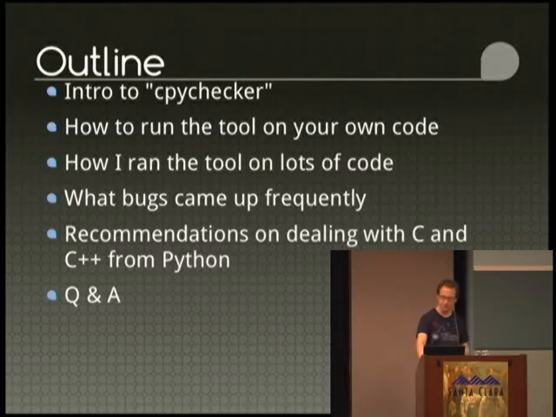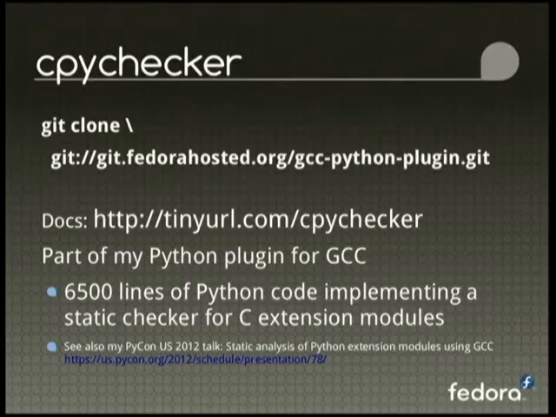So cpychecker lives as part of my GCC Python plugin source tree, and there's a link on the screen in order to check that out from Git, and the docs URL as well. It's part of the Python plugin for GCC that I wrote. So GCC is the GNU Compiler Collection.